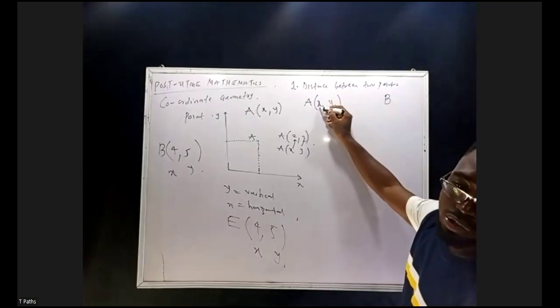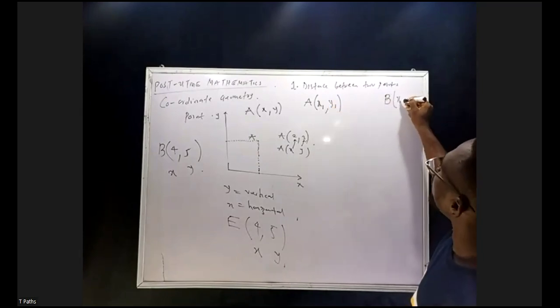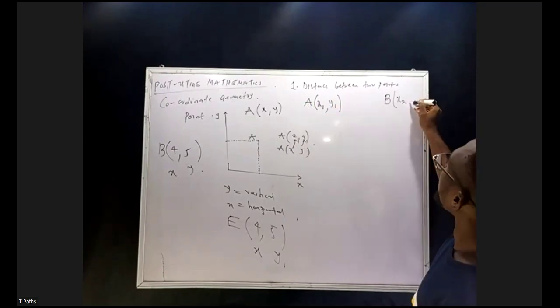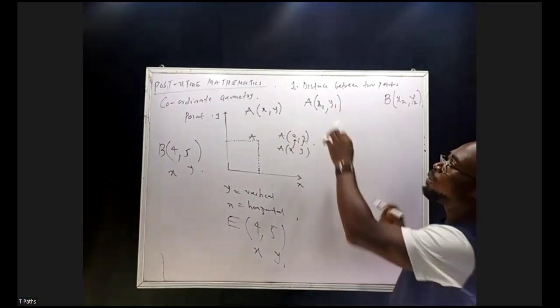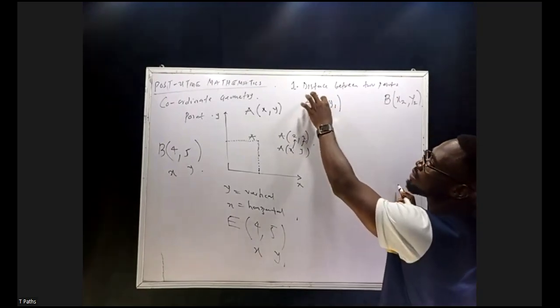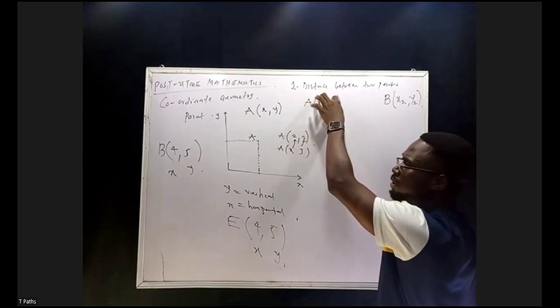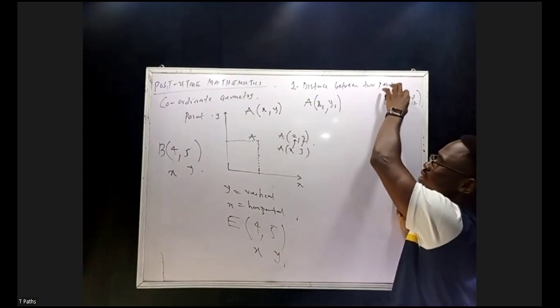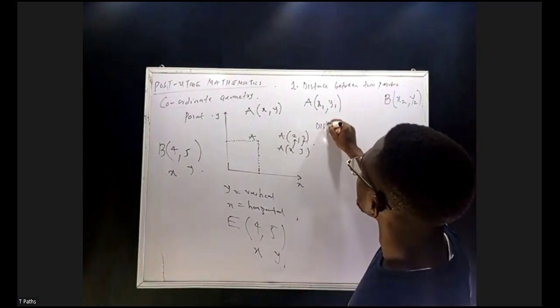Its own X is X1. The other one, its own X, I'll call X2. For A, Y1, and for point B, Y2. So basically, point A has its own coordinates as X1, Y1. Point B has its own coordinates as X2, Y2.